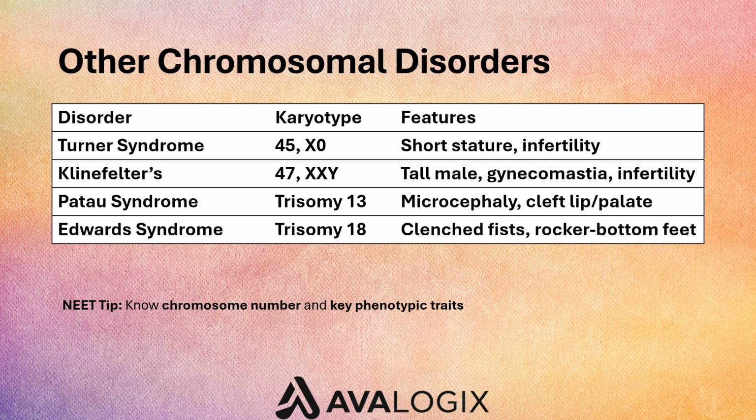NEET clue. Trisomy 18 equals election age. Think of someone clenching their fists in political frustration. It's a silly memory aid, but it sticks. Also note, trisomies get worse as the number gets lower in terms of severity. Trisomy 21 Down syndrome is most survivable, trisomy 18 Edwards is worse, and trisomy 13 Patau is the most severe. That's not always perfect, but it's a useful trend to remember.